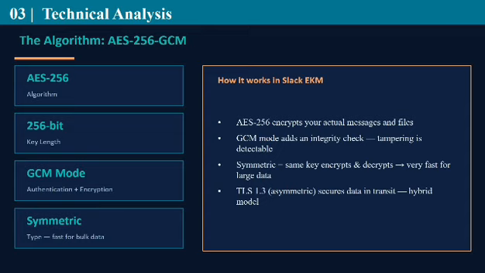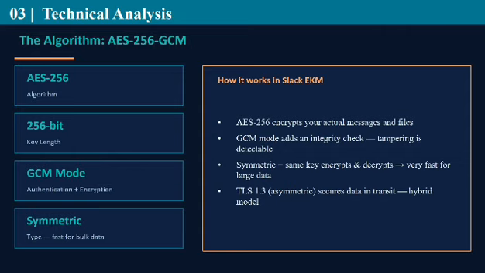Now let us move to data in transit. TLS stands for Transport Layer Security. Unlike AES, TLS uses asymmetric encryption. In asymmetric encryption, a public key is used to encrypt the data and a private key is used to decrypt the data. It also protects against attacks like eavesdropping and interception during transmission.